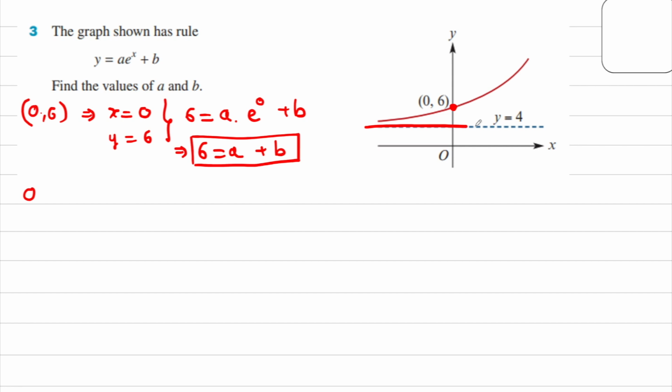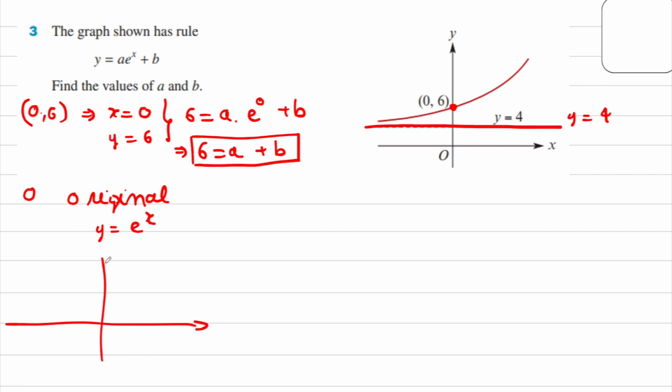And you have the asymptote y equal to 4 here. This means the original function, the logarithm of y equal to e to the power of x, has its horizontal asymptote at y equal to 0, and you have the form of this one here. But for this kind of question, for this graph, you got y equal to 4. It means all these graphs have to be up 4 units.